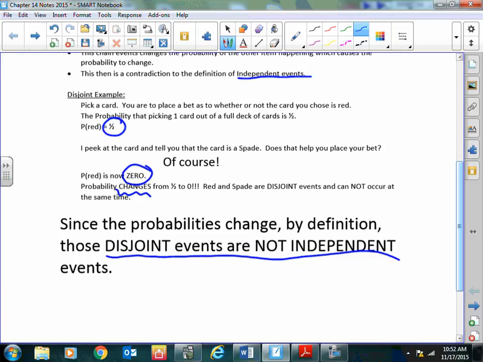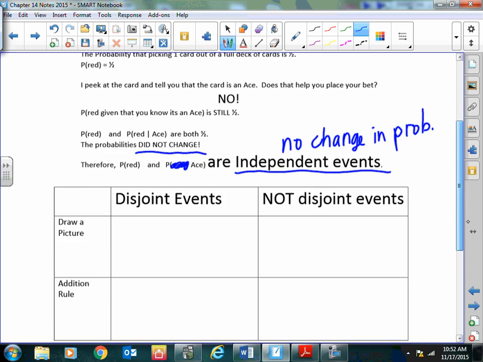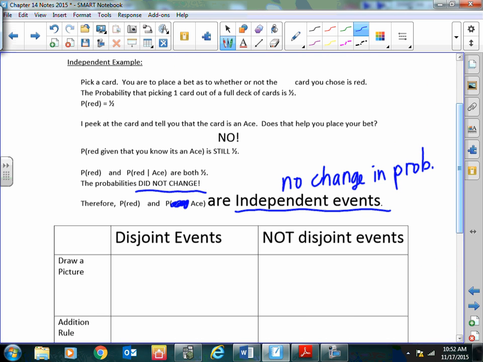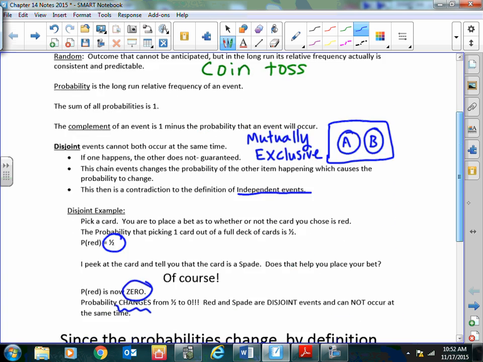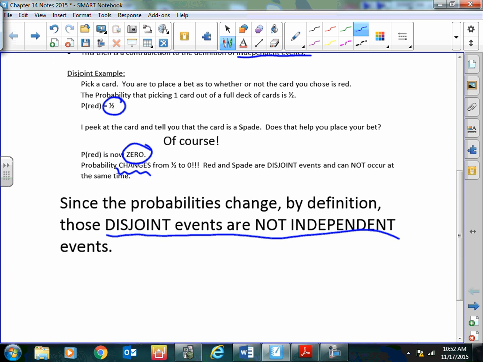If the probability changed, are they independent? No. Independent events do not change. But here, the probability changed. It went from 1/2 to 0. Therefore, since the probabilities change, by definition, those disjoint events are not independent events. Okay, so that's one new major concept, vocabulary-wise, and those are the examples.